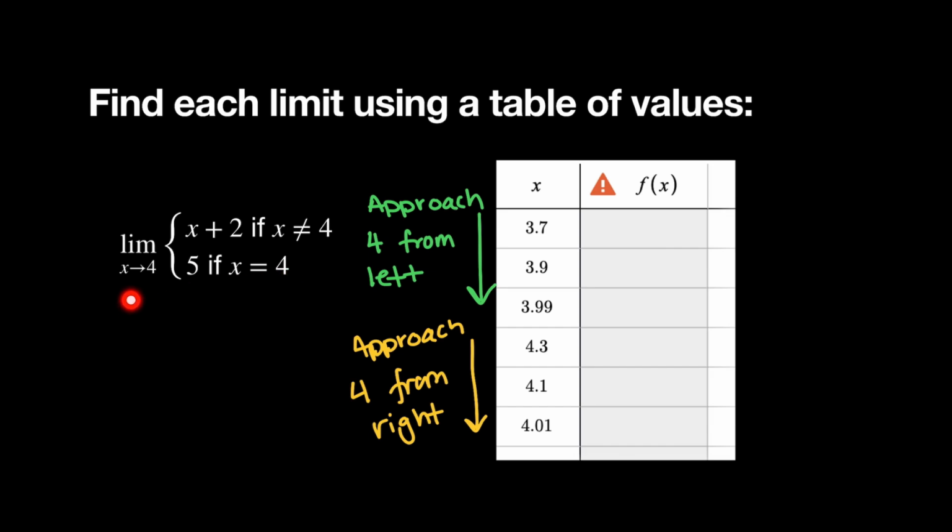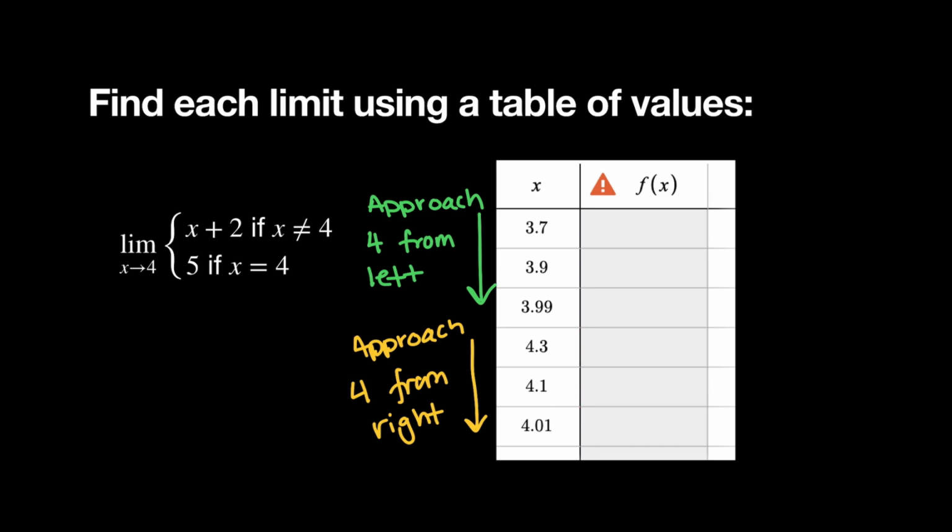I want to find the limit as x approaches 4. So once again, it doesn't matter what happens at 4. I don't actually want to plug 4 into my table. Instead, I want to approach from the left, so I want to pick x values that are smaller than 4. I chose 3.7, 3.9, 3.99. I'm approaching from the left. And then I want to approach from the right. So I want to pick values that are larger than 4 and get closer and closer to 4. So I did 4.3, 4.1, 4.01.